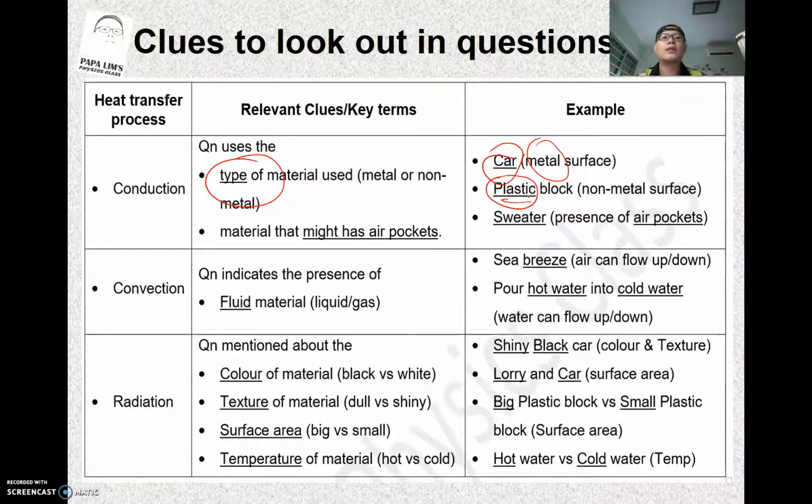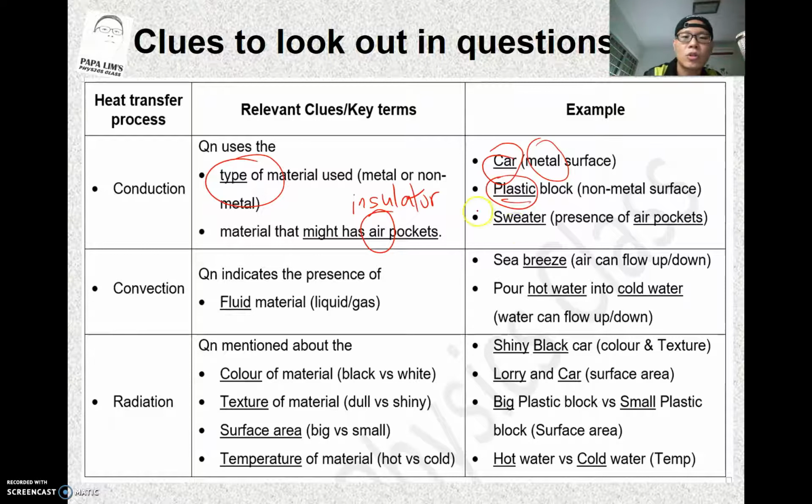One of the common clues that I like to highlight to students, when we're dealing with conductors, is air pockets. Air pockets, we all know, are a bad conductor, or a good insulator. So the presence of air pockets is a clue telling students that conduction is being employed, or being deterred, for this question.